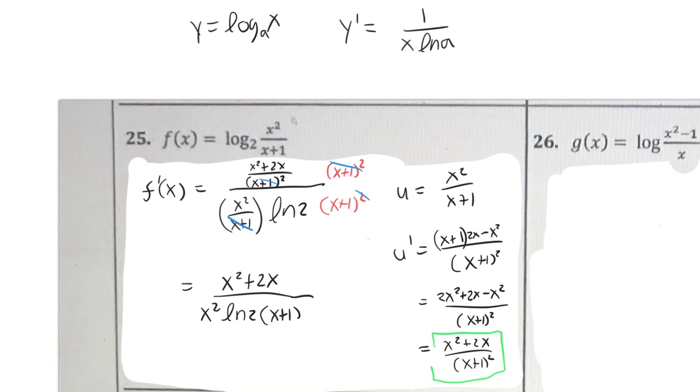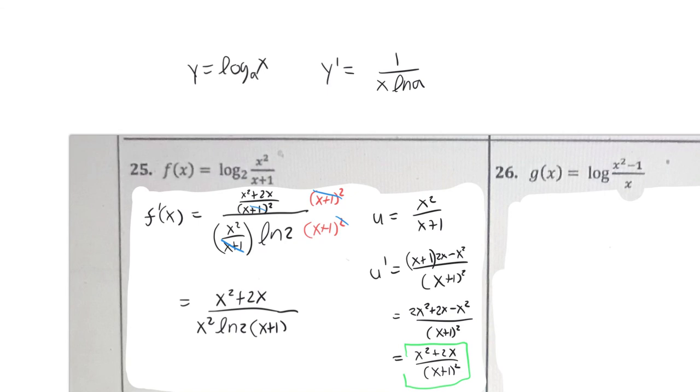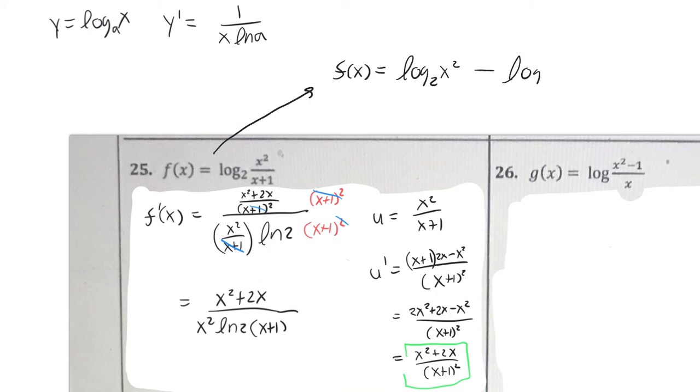Now, when I look at the answer that the teacher gave, because I like to try these on my own first and then check the answer that the teacher gave, she did something interesting, which I think is actually a pretty good idea. So what she seems to be emphasizing is really utilizing the properties of logarithms. So we have log base 2 of x squared minus log base 2 of x plus 1.